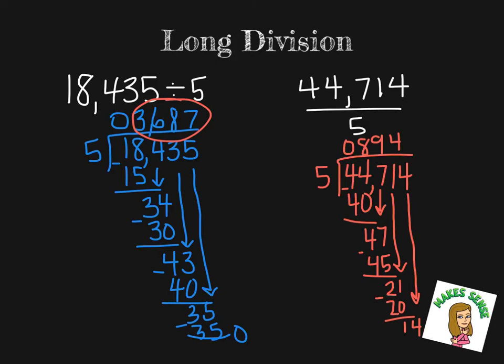5 times 2 is 10. Ooh, that's kind of a sloppy 2, sorry. So 5 times 2 is 10. Subtract that to find my remainder 4. I know it's my remainder because I've run out of numbers to bring down. So quotient for this one is 8,942, remainder 4. So I'll circle that quotient in blue for you so you can see.